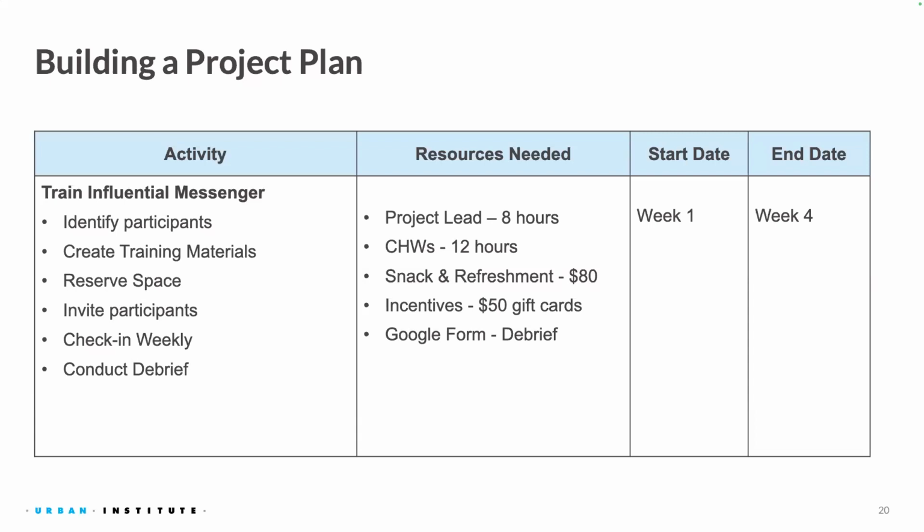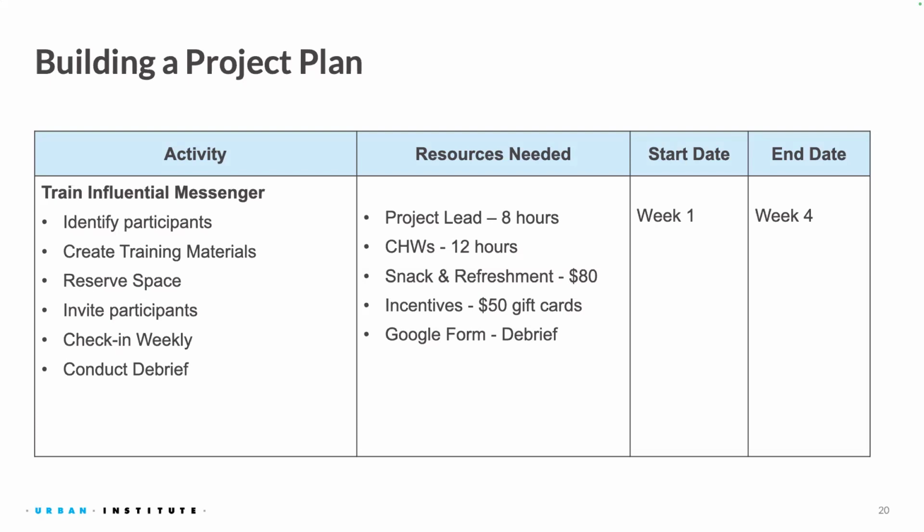And so resources needed, I did some numbers there, and these numbers are really determined by how long we typically meet to help identify participants, how much time is needed to run the event, and how much time is needed to do weekly check-ins. Typically we do our trainings in person, so we provide snacks and light refreshments for our participants. Additionally, they get a $50 gift card as an incentive for being an influential messenger.